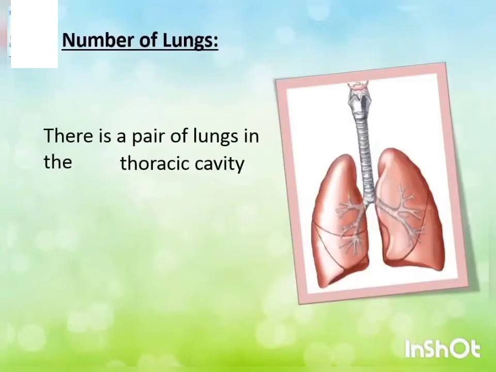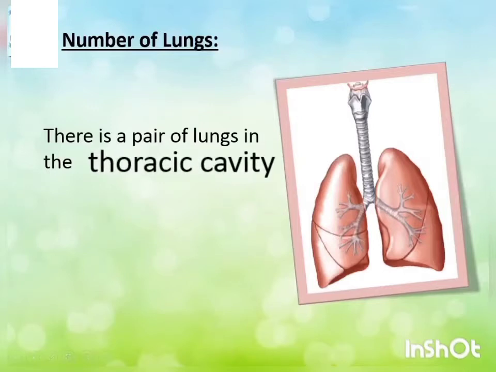Today we will discuss structure of lungs. There is a pair of lungs in the thoracic cavity. Now you can see 1 and 2. There are two lungs, a pair of lungs in the thoracic cavity.